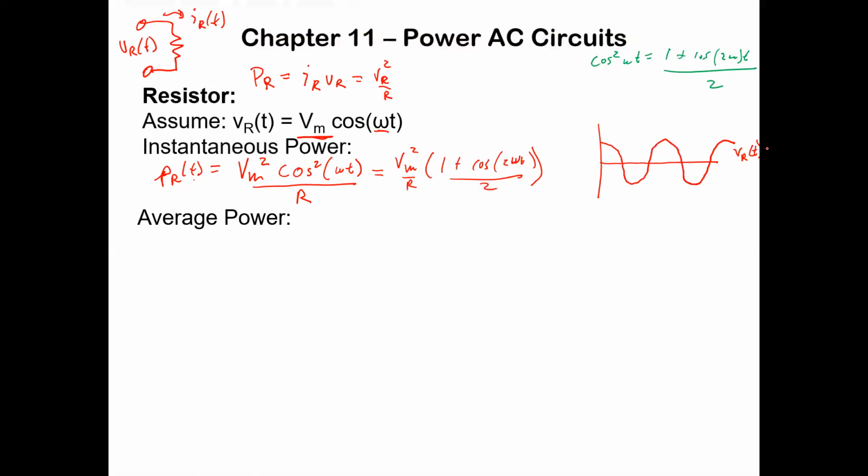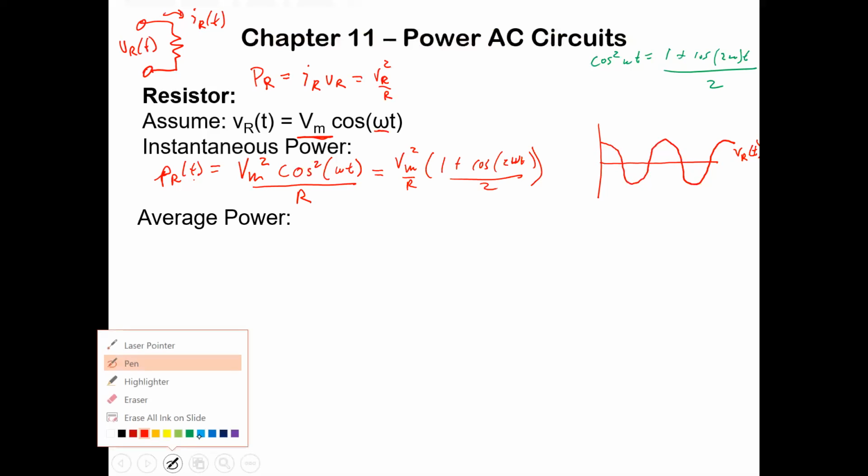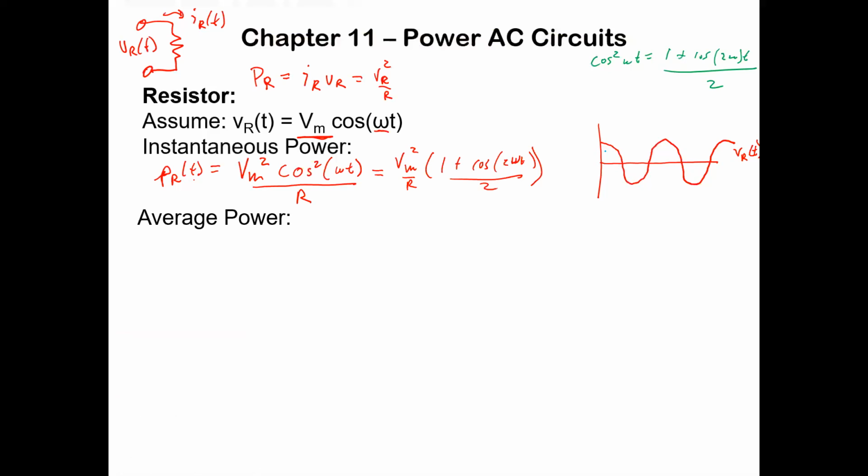But the power, though, is the square of that divided by r. And for the power, I'm going to use another color here, which is going to be blue. And what that does is it makes something that's going at twice the frequency, but it's also raised up by a half. So essentially, if r is 1, then this would sort of look like this.